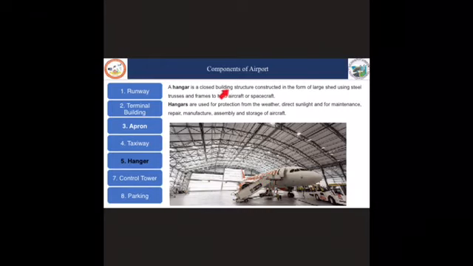Hangars are generally closed building structures constructed in the form of a large shed using steel trusses and frames to hold an aircraft or any spacecraft. Usually hangars are used for protection from the weather, whenever there is heavy rain or strong winds, or to protect aircraft from direct sunlight, and generally they are used for maintenance, repair, or manufacture and assembling of aircraft.